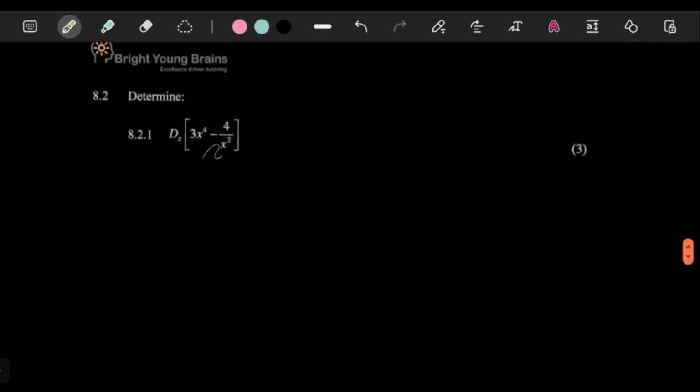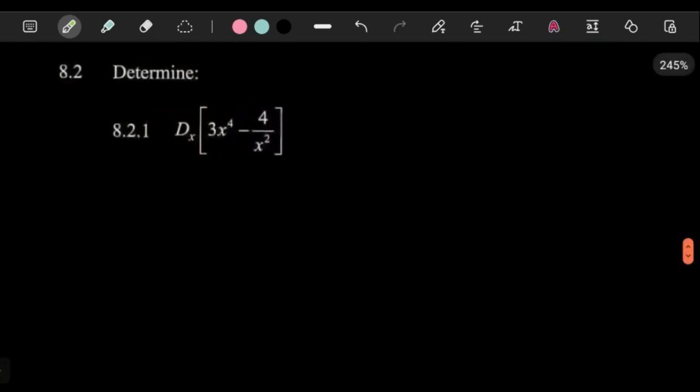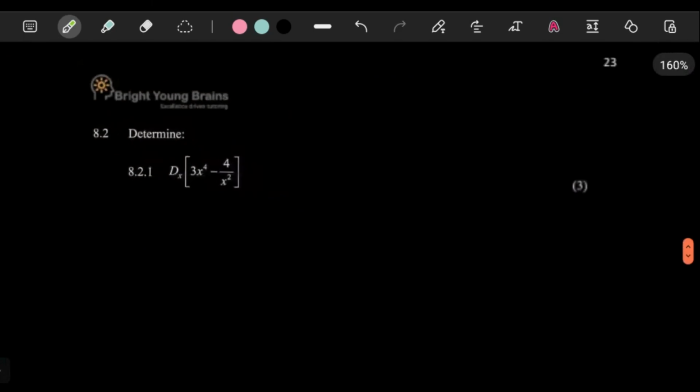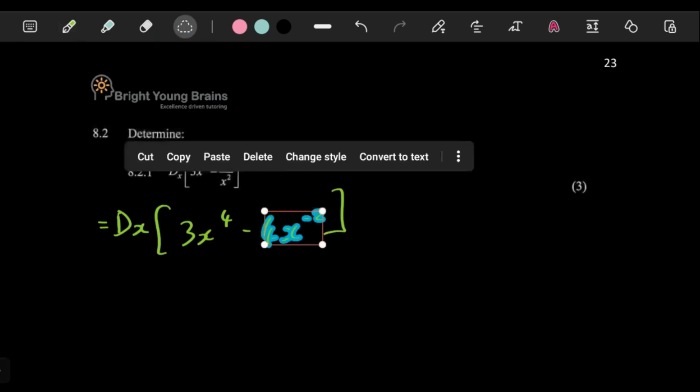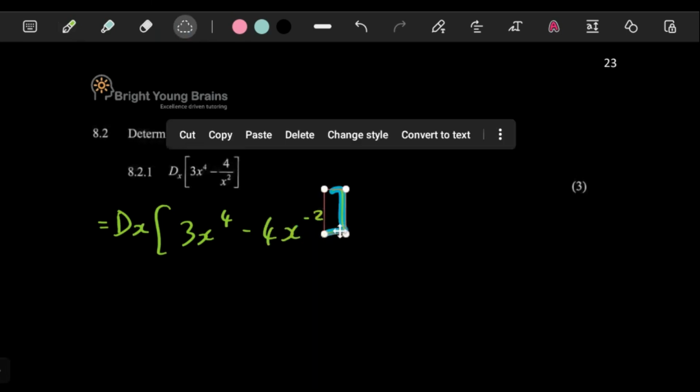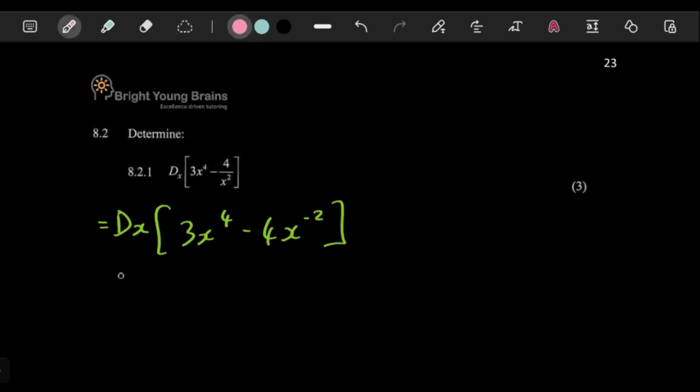8.2 says we should differentiate this equation. So you have to simplify first. Simplifying, you're going to have the 3x to the power 4. The x squared goes on top, so it's like 4x to the negative 2. And then you're going to have this part here, dx.